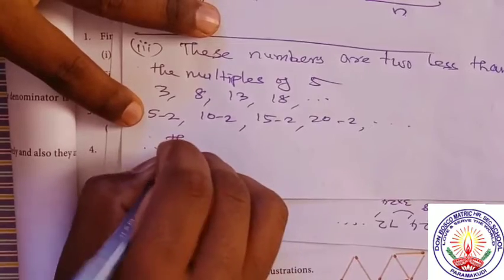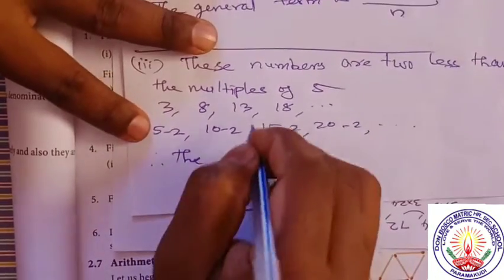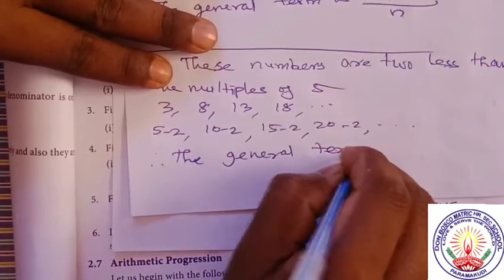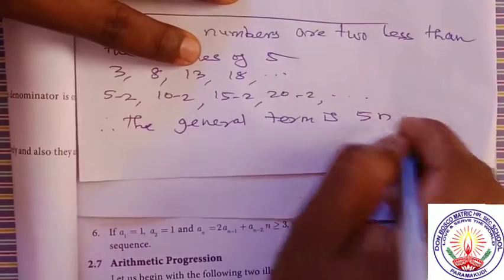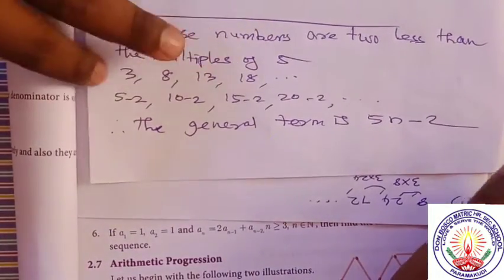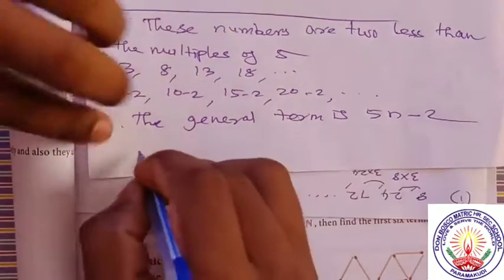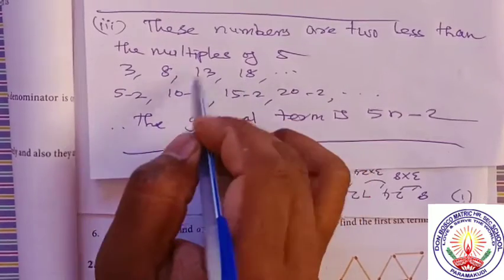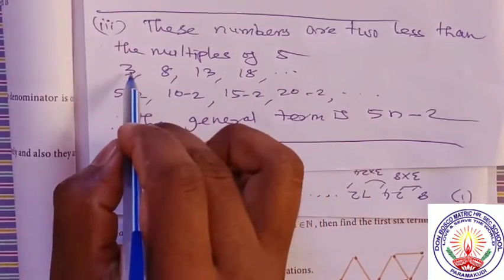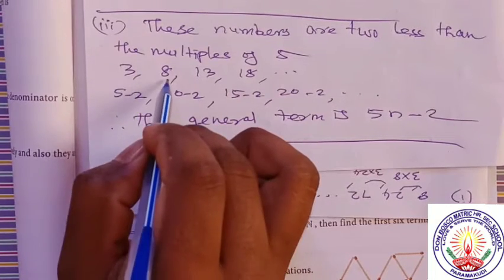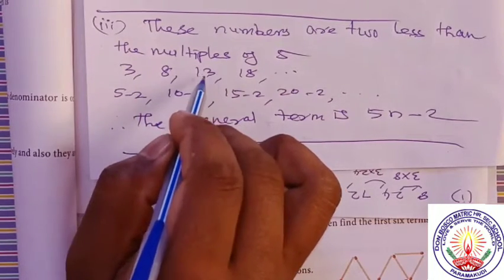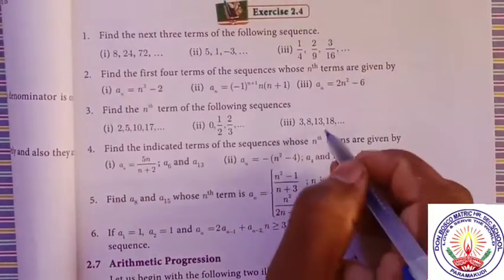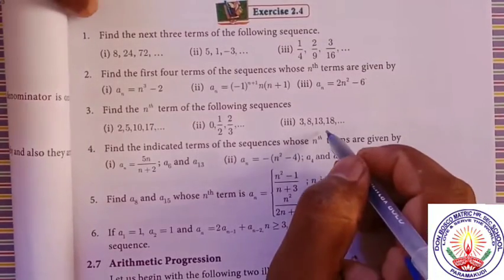Therefore, the general term is 5 multiple means 5n. It is less 2, so 5n minus 2. So 5n minus 2 is the general term of the third one. You have to observe it is increasing by 5 each time, but 2 less than the multiples of 5. First 1 5 is 5 should have come, it is 2 less. 2 5s are 10 should have come, 2 less. 3 5s are 15 should have come, 2 less. So since it is 2 less than 5n, it is 5n minus 2. So very simple one. They may ask us a 2 mark question or 1 word question.